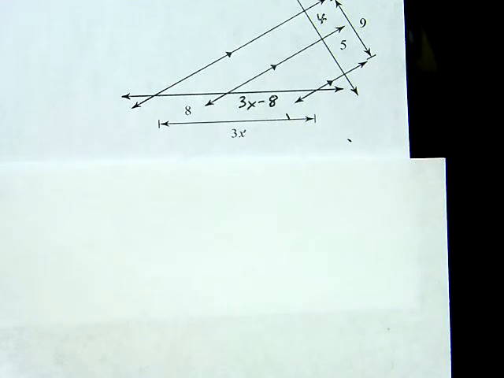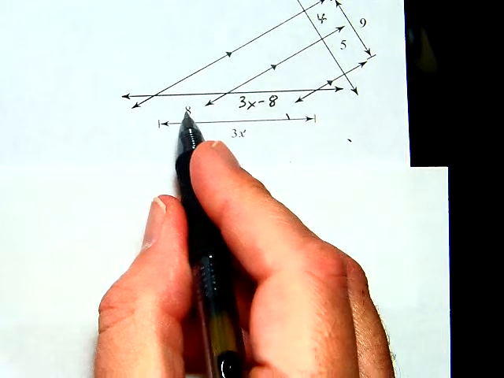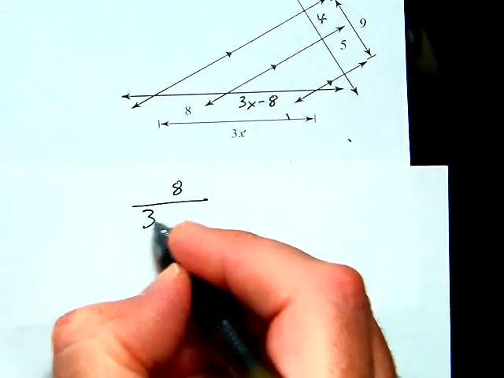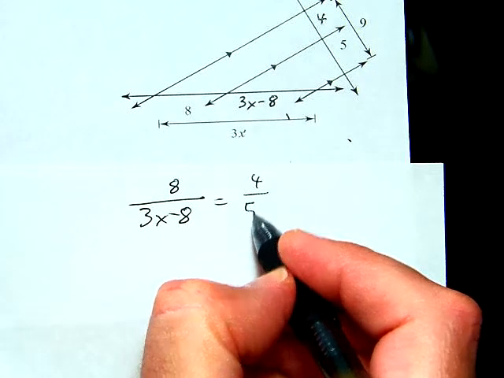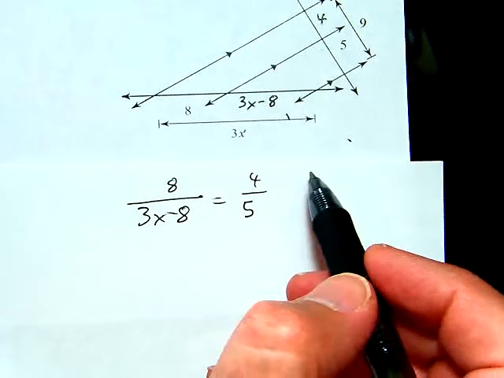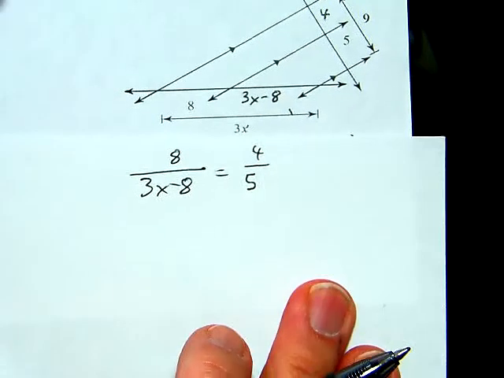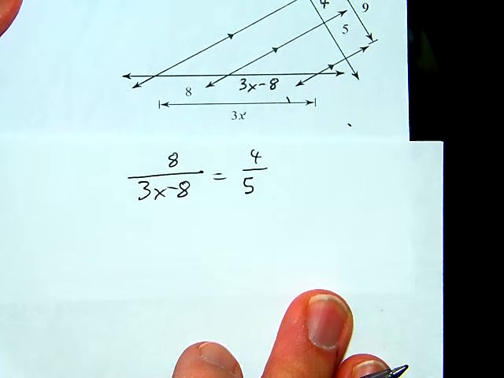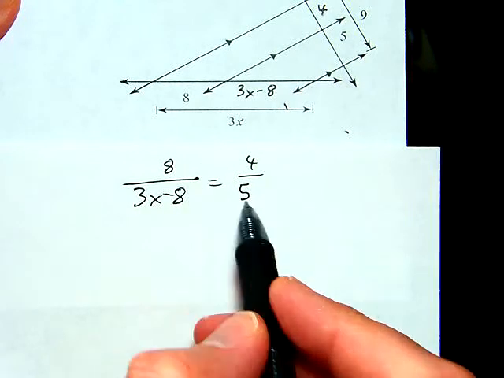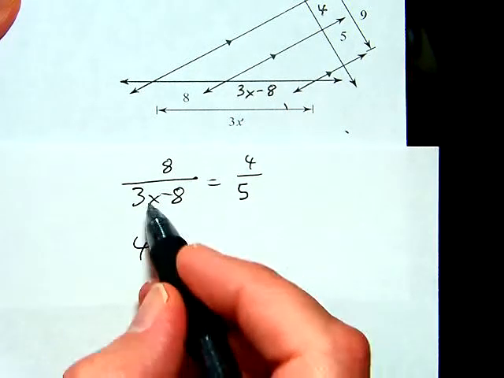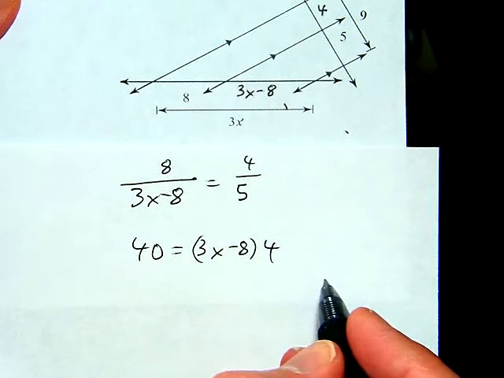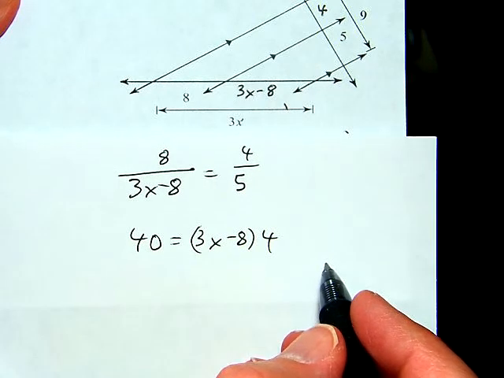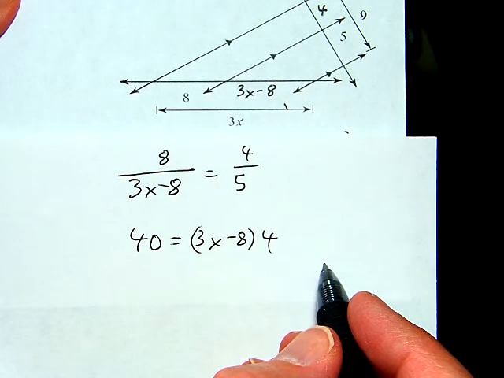Okay, and with those filled in, the rest is very routine. We're going to just do proportions. We're going to have 8 is to 3x minus 8 as 4 is to 5. Let us go ahead and cross multiply and see what we find. 8 times 5 is 40, and 3x minus 8 times 4. We need to multiply out to distribute.